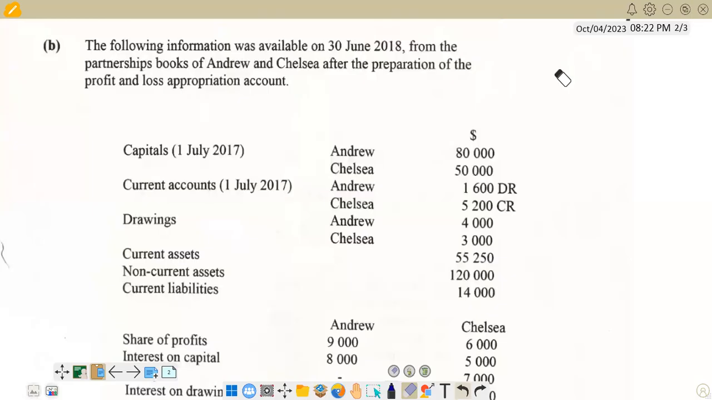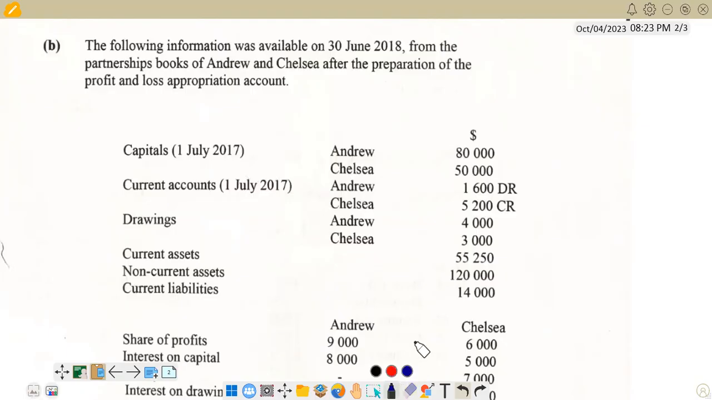Now we want to look at a question from Sue on June 2023. So our question is a question on partnership. We are given a question there, and the question reads: the following information was available on 30th June 2018 from the partnership books of Andrew and Chelsea after the preparation of the profit and loss account. And we are given balances there.